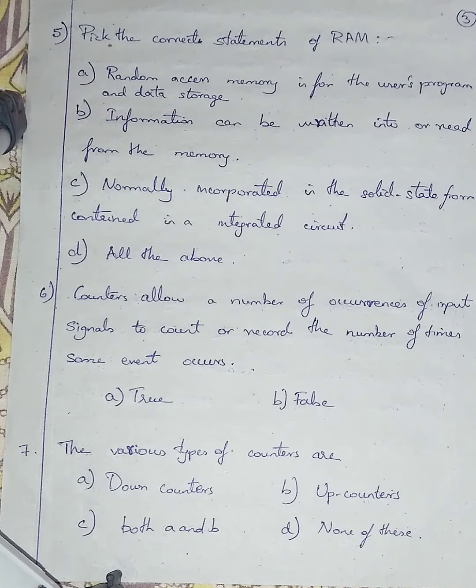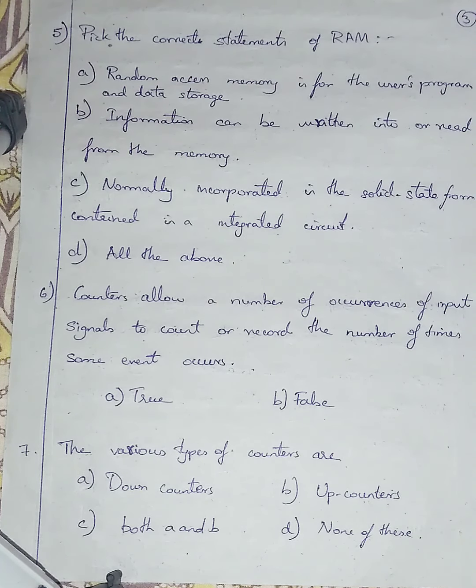Option B says information can be written into or read from the memory. After storing a particular program in the data storage, after some time we can read it, we can edit it, we can overwrite on it. That can be done in RAM. In ROM we can't write, we can only read.